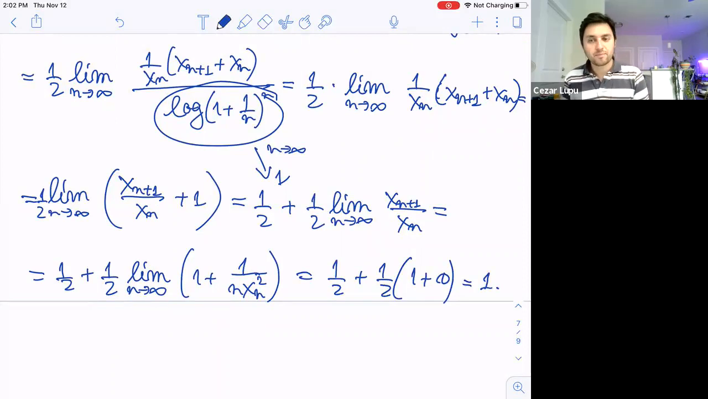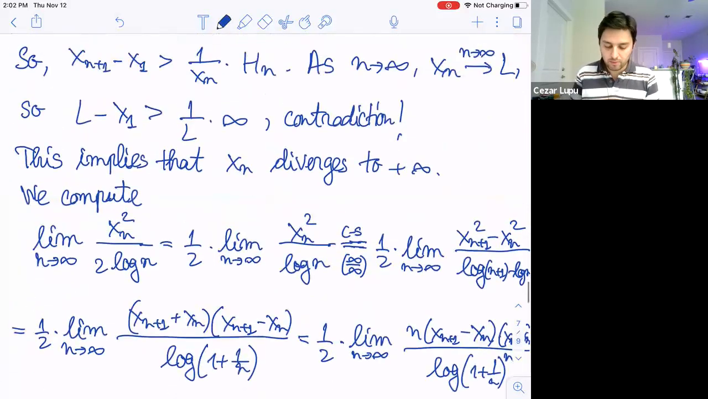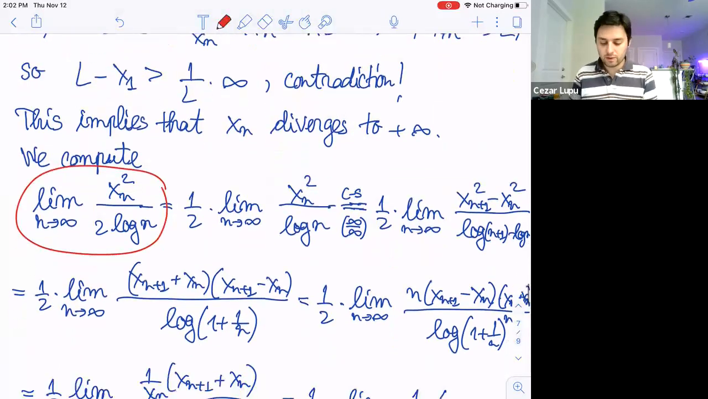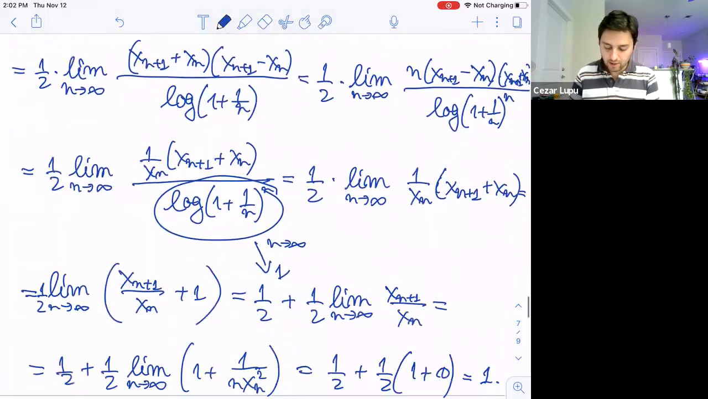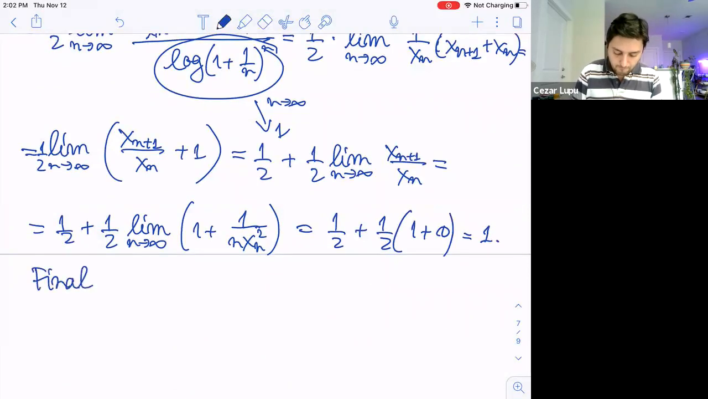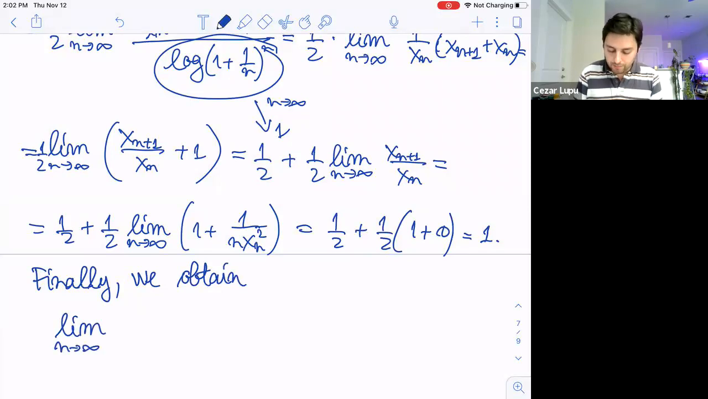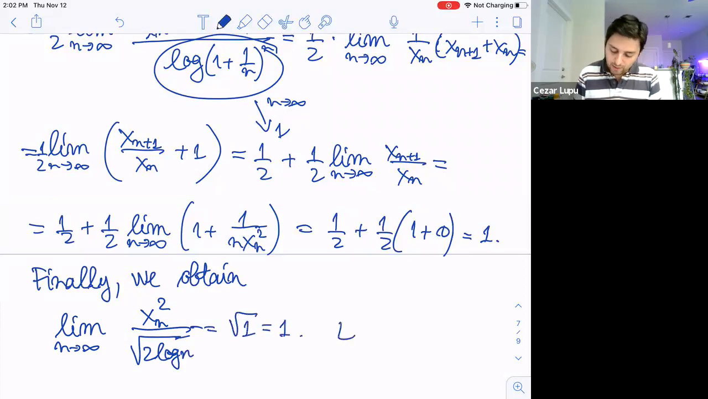Are we done? Not yet. Keep in mind what we computed. We computed this guy, so we need to take the square root of this. So finally, we obtain that the limit as n approaches infinity of xn squared over 2, the square root of 2 log n will be what? Will be the square root of 1, which is 1. And yes, we're done at this point. And I think that's it.